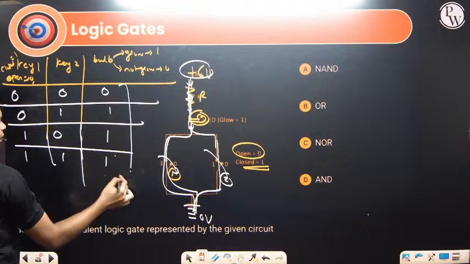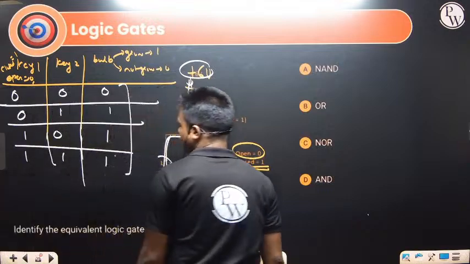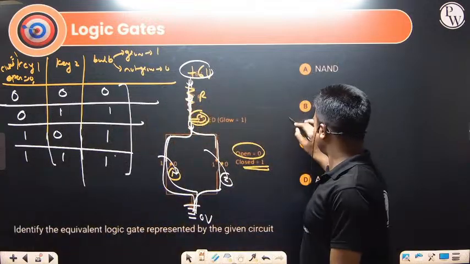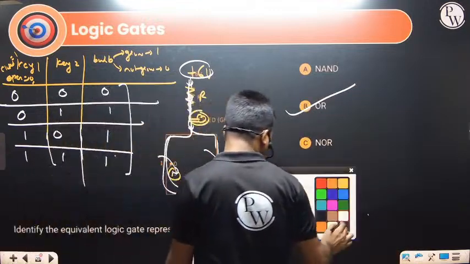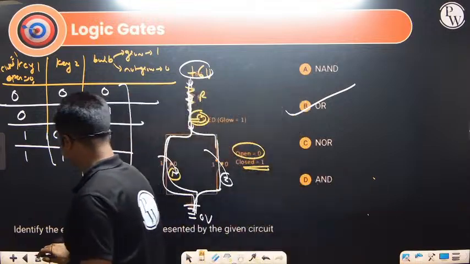So which circuit are we getting here? If either of the inputs is 1, the output is 1. Which circuit are we getting here? OR gate. So this particular circuit symbol is equivalent to an OR gate. Okay.